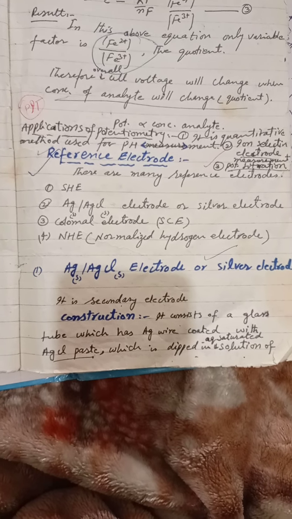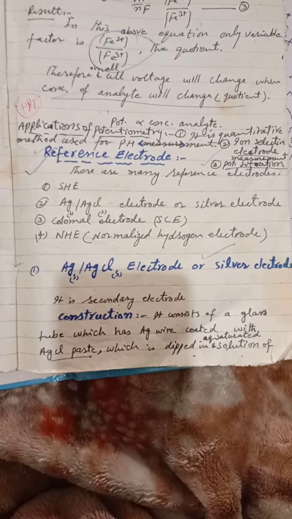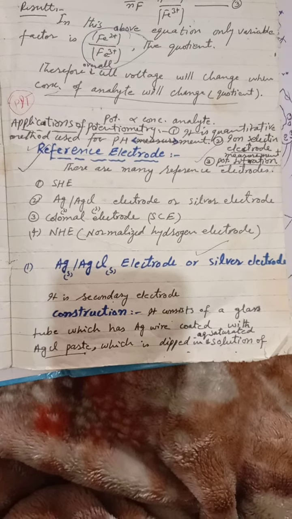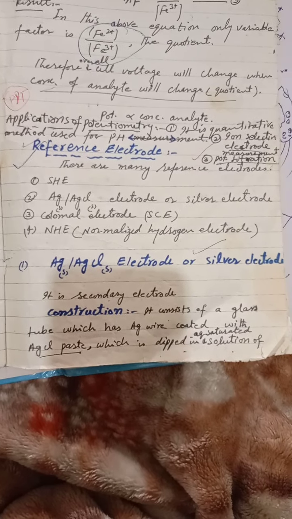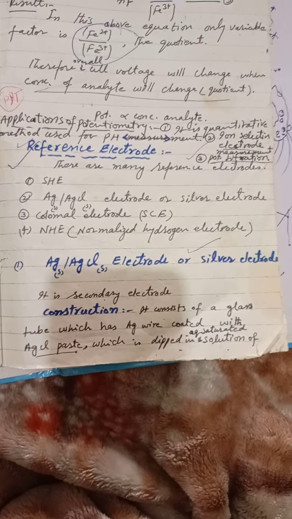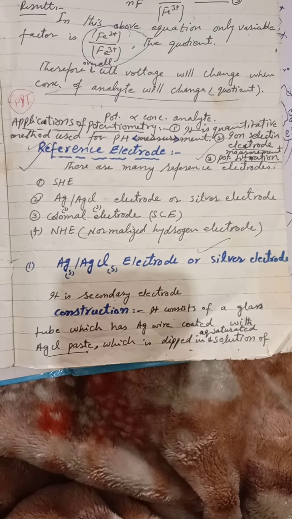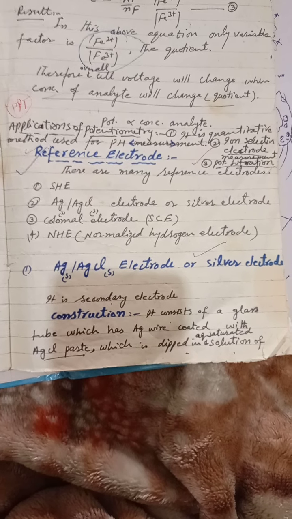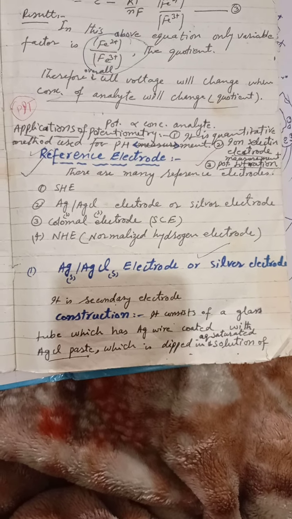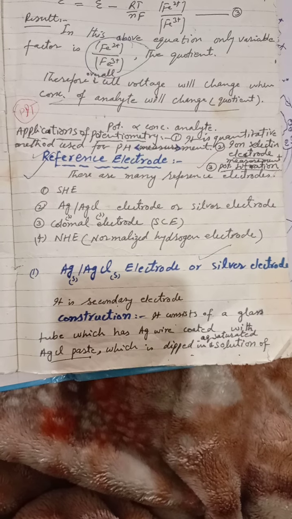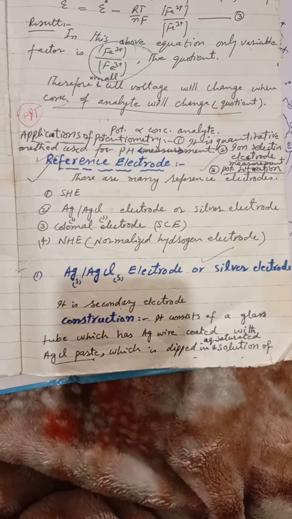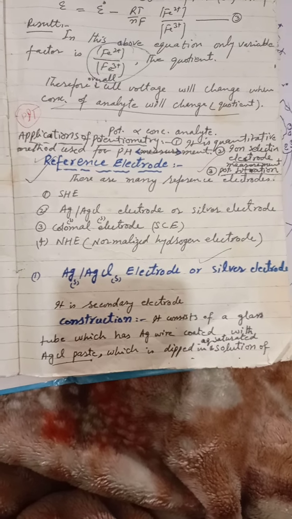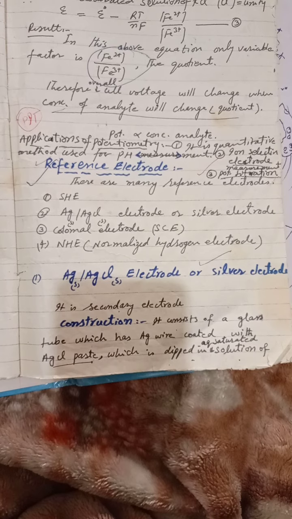Cell reactions are H plus plus 2 electrons, double arrow H2, plus Cl negative ions. It is arbitrarily taken as 0. Standard hydrogen electrode potential is taken as 0. Standard hydrogen electrode potential is set up when a hydrogen electrode is dipped in 1 molar solution of its ions, 1 molar solution of HCl, at 298 Kelvin and 1 atm pressure. It is called the standard hydrogen electrode.